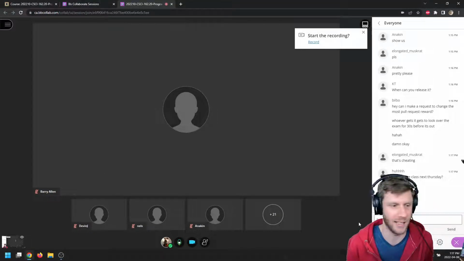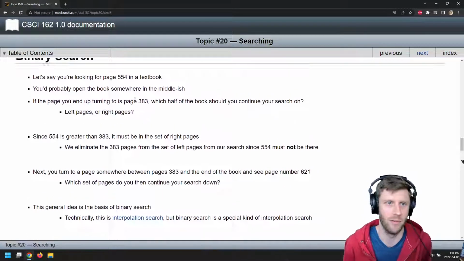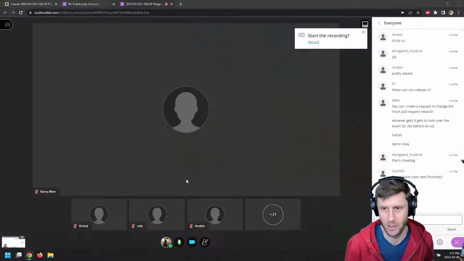All right. Yeah, last time we were talking about the computational complexity of the binary search.